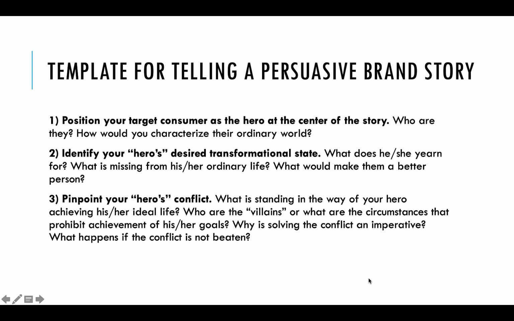And we also need to have a little bit of a sense of the stakes. So what happens if this goal is not achieved? So within the mom example, will she feel like a bad mom? Will she feel as though she's not caring for her children?